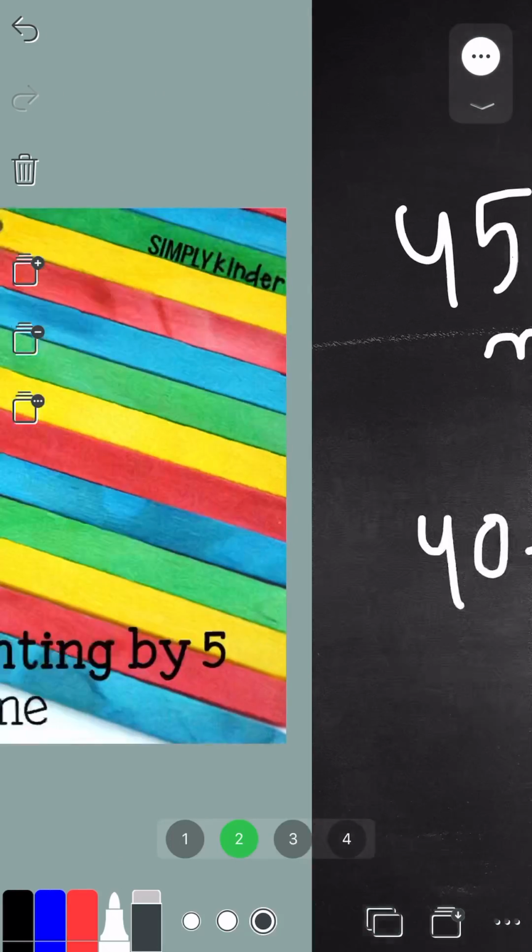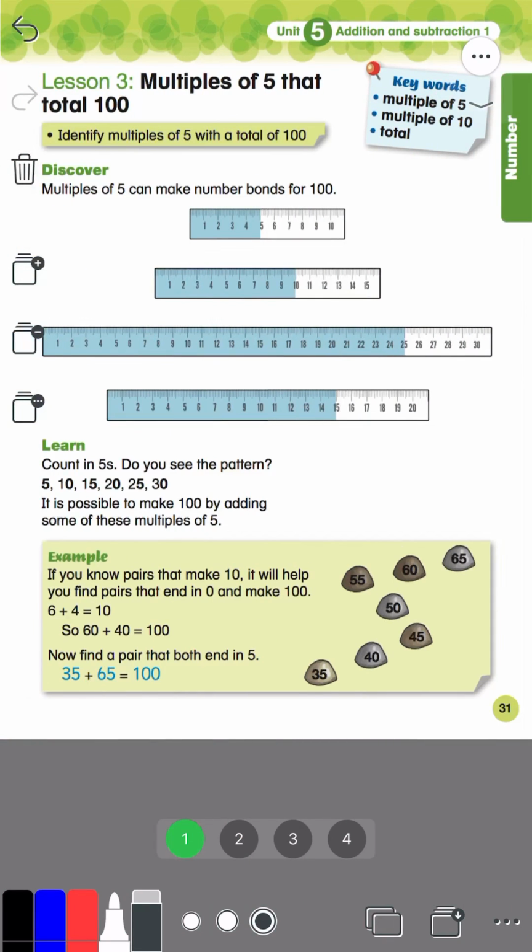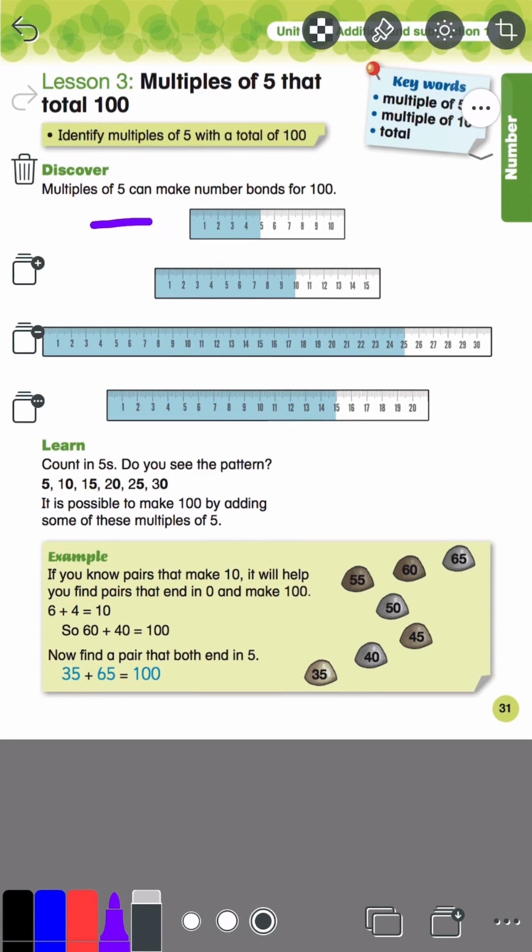Now let me show you, before we take more examples, let me go to lesson 3 here, multiples of 5 that total 100. We have to talk about the multiples of 5 again. Here we have 5, 10, 25, 15. All those are multiples of 5. And you know how to skip count in 5s: 5, 10, 15, 20, 25, 30.